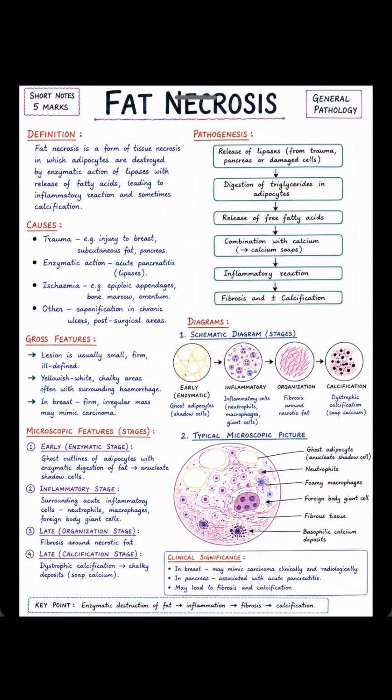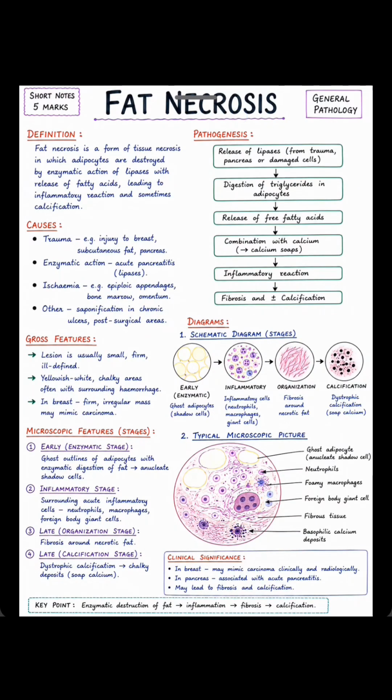And microscopically, look at the stages in the diagram. Early enzymatic stage: ghost adipocytes, shadow cells that retain their round outline but have no nuclei. You can see there are no nuclei in this. Why is there no nuclei? Because the fat inside has been digested, that's why nuclei are not in it.